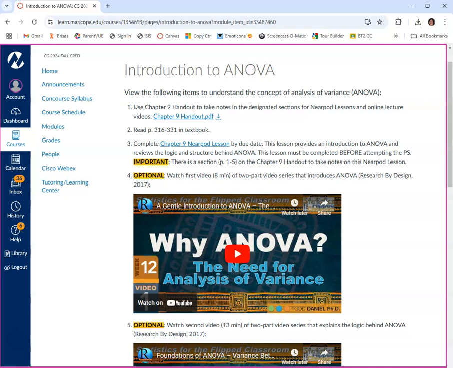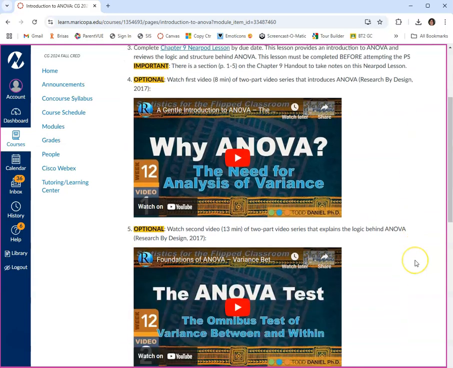Basically, ANOVA combines multiple t-tests into a single test to reduce the probability of type 1 error. Like I said earlier, ANOVA stands for Analysis of Variance, which means we're studying how scores vary within the groups and between each group. In other words, we're interested to see if there's any variance between the 3 separate groups and if there's any variance within each individual group. Please read the designated pages in the textbook and complete the corresponding Nearpod lesson.